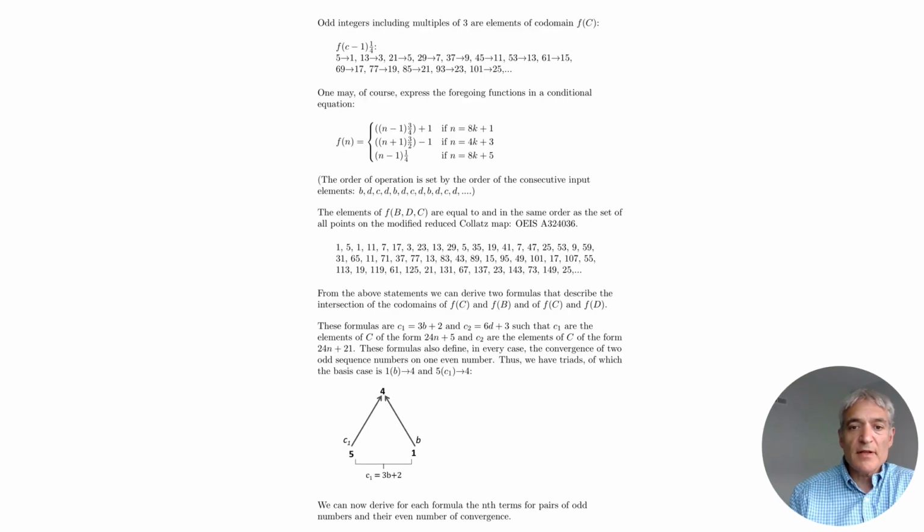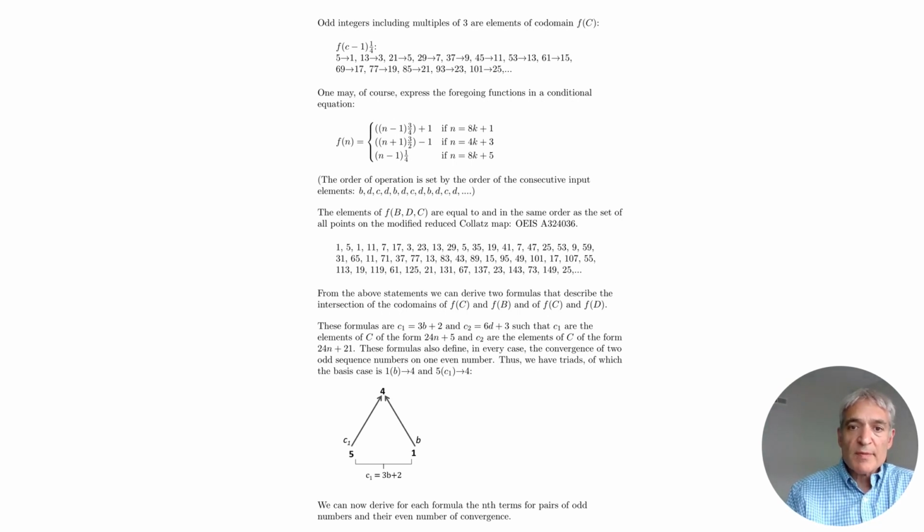For the codomain of the function of set C, we have all the odd integers, including multiples of 3, as the outputs. So for C minus 1 divided by 4, input 5 is output 1, input 13 is output 3, input 21 is output 5, and so on. 1, 3, 5, 7, 9, 11, all the odd counting integers. This is the bijection, and these are the superset numbers.